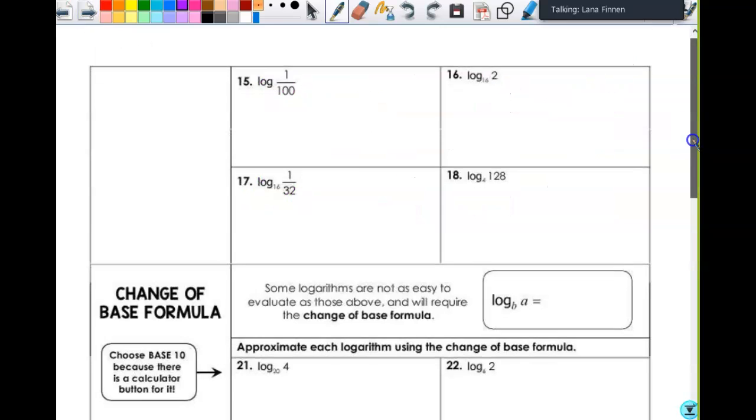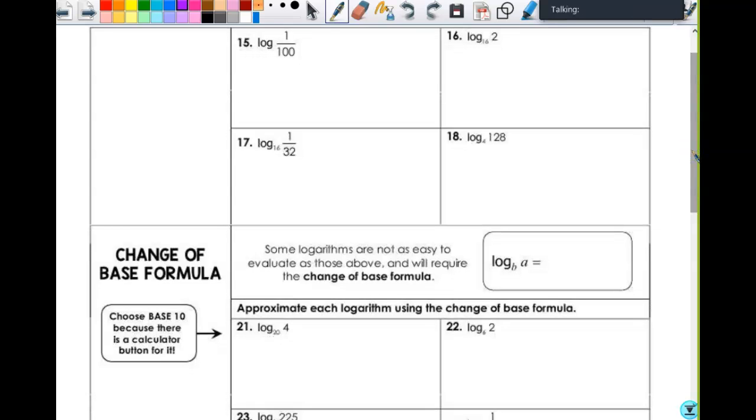All right, so number 15. I'm going to set this equal to x. What's going to be the base of my exponent? 10. So 10 to the x power equals 1 over 100. So I'm going to make my base 10. And so 10 to the x will equal 10 to the what? Negative 2. Very good. So x equals negative 2.